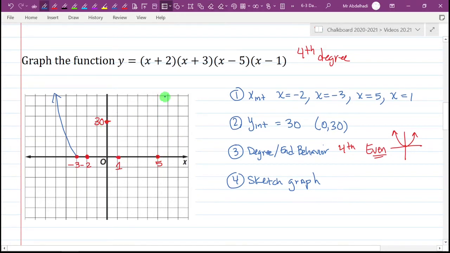Now make sure this is a curve, not a straight line. Don't do this. Don't go like that. It's not a line. We're talking about a polynomial here, and polynomials are always smooth, curvy lines. They're not lines, they're curves. Okay? So no part of this should be pointy. You should not have anything that looks like that. You should not have anything that goes kind of vertical like this.